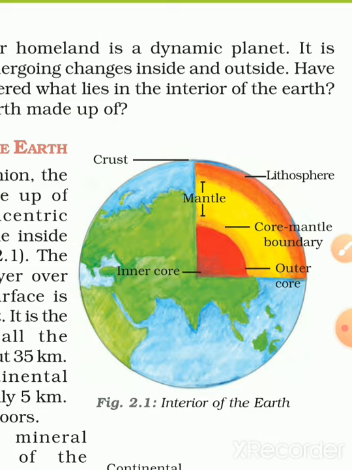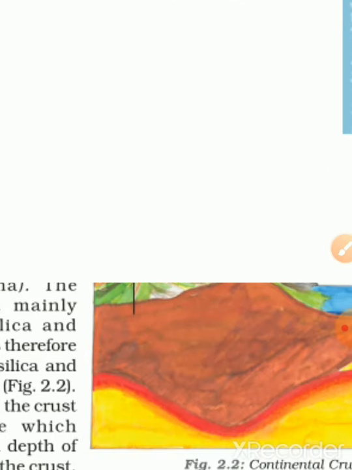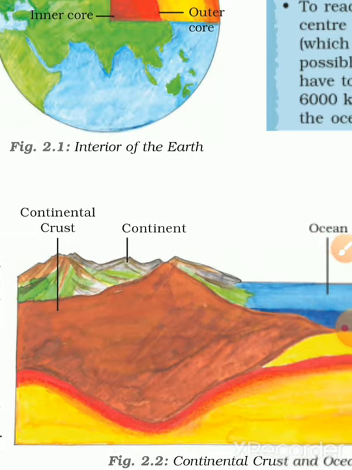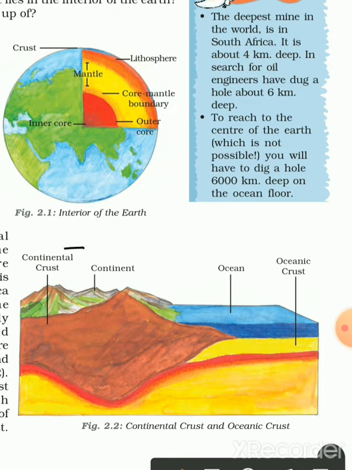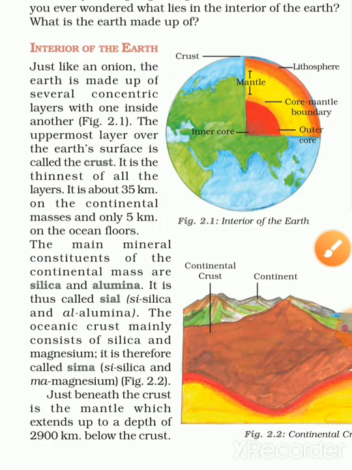Now our earth's surface is divided into two parts, continents and oceans. So there are also two types of crust we can see, that is the continental crust and the oceanic crust. It is about 35 km on the continental masses and only 5 km on the ocean floors.